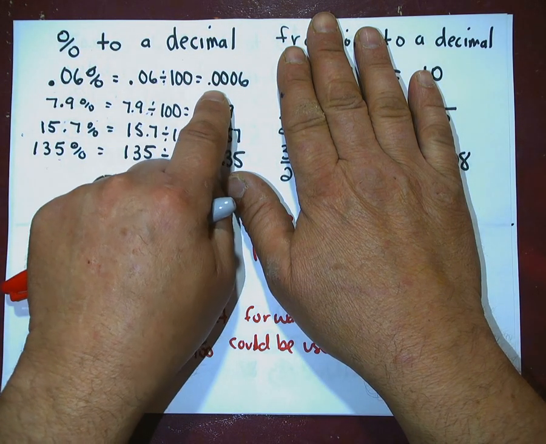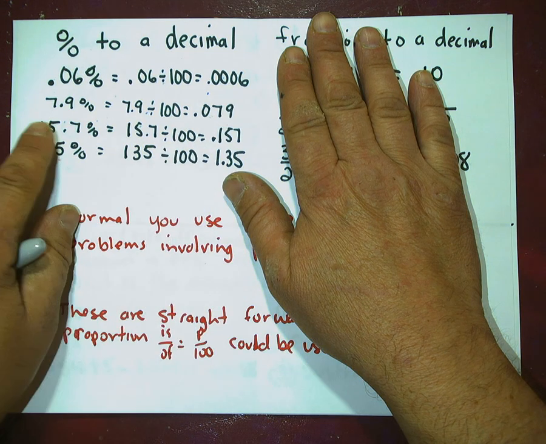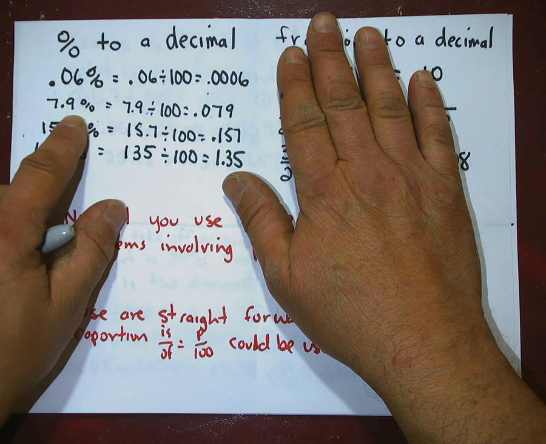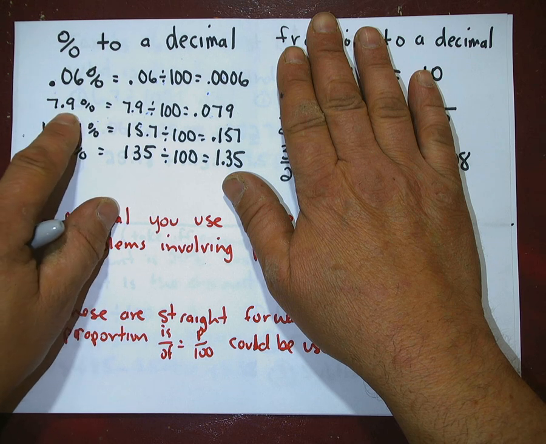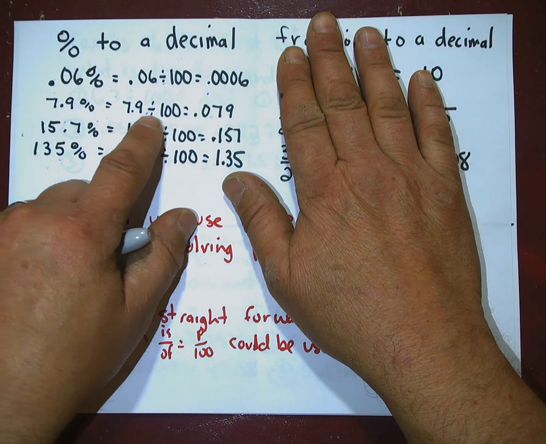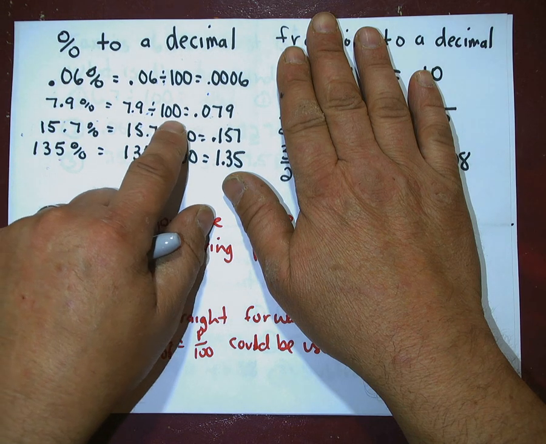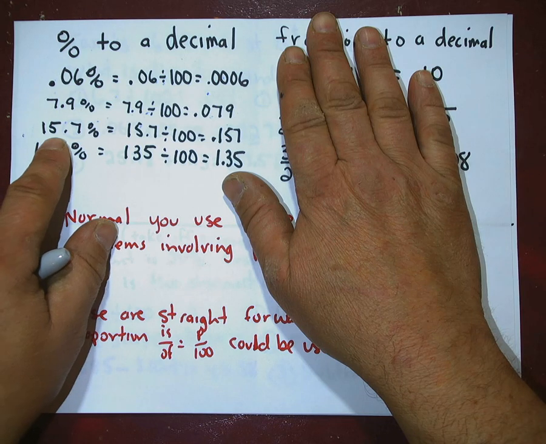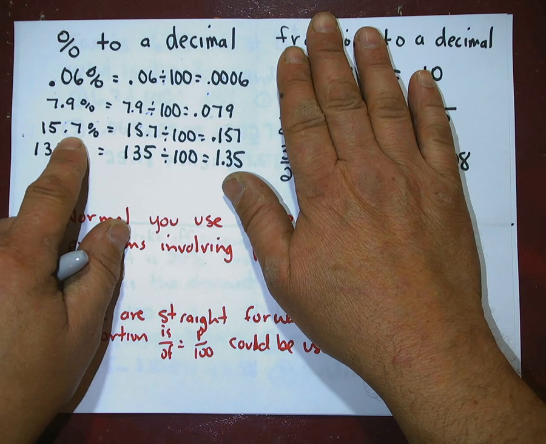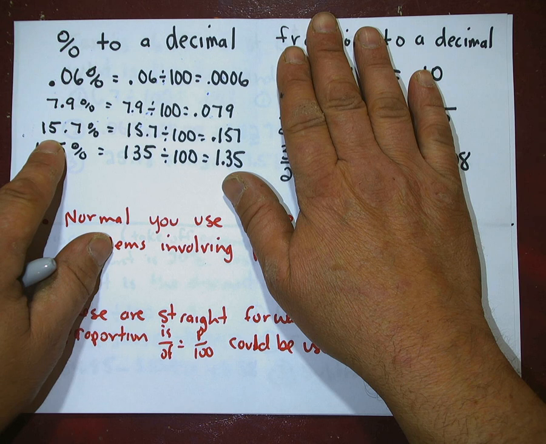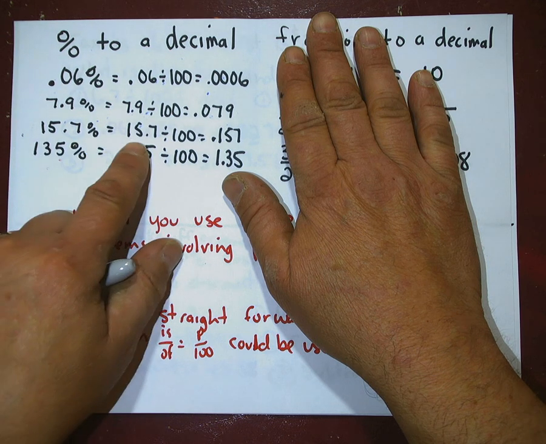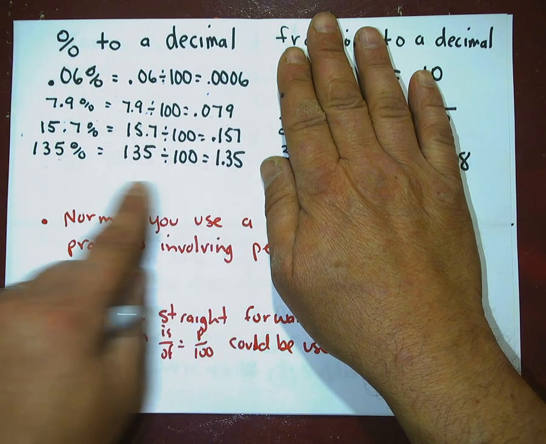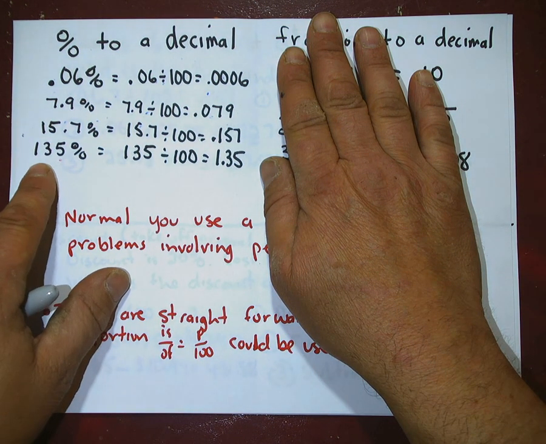Notice I get 0.0006. If it's a percent between 1 and 9%, 7.9%, I take 7.9, divide it by 100. I get 0.079. If it's between 10 and 99, I take the number, 15.7%, I divide that by 100, I get 0.157. These are what allow me to use the percentage.